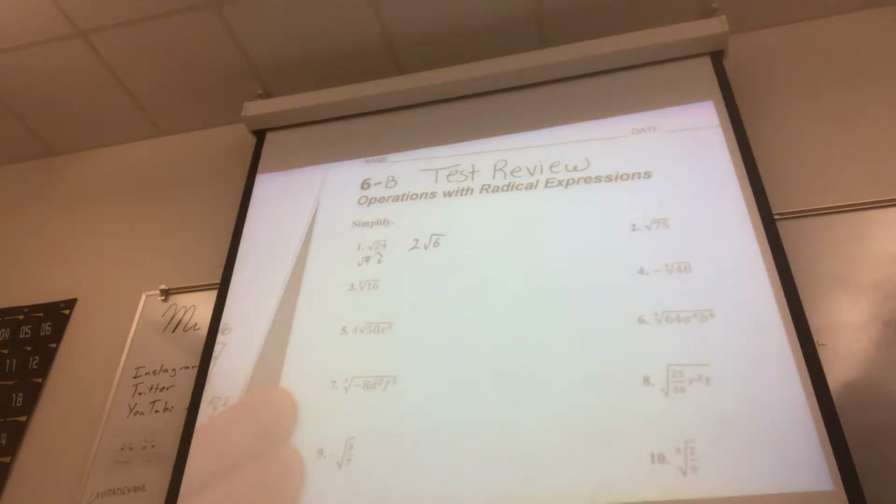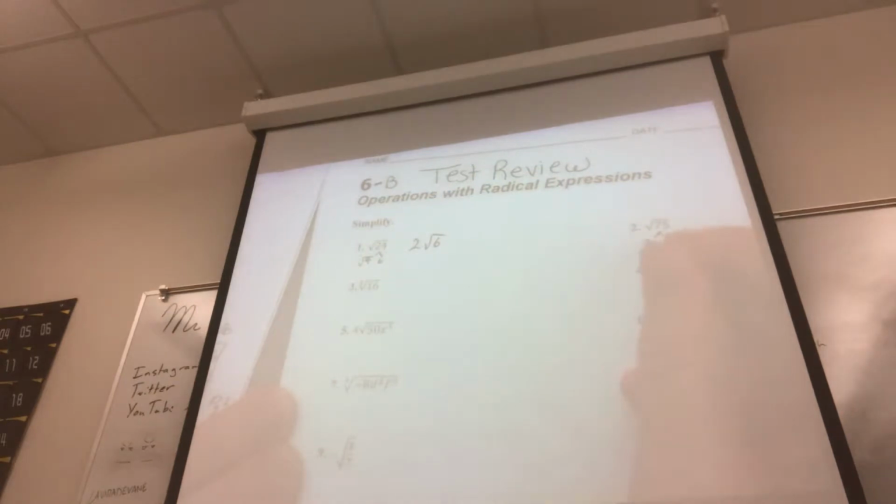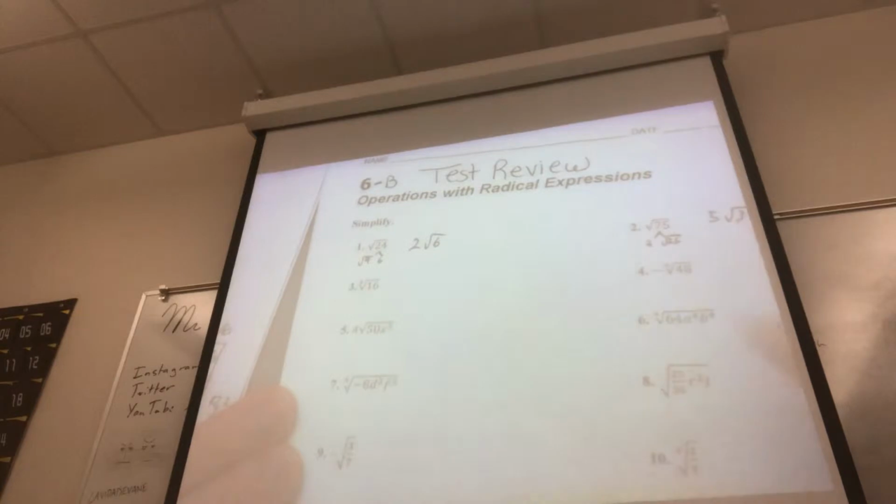On the second one, we have 75. That's going to split into 3 and 25. The square root of 25 is 5. That's 5 square root of 3.